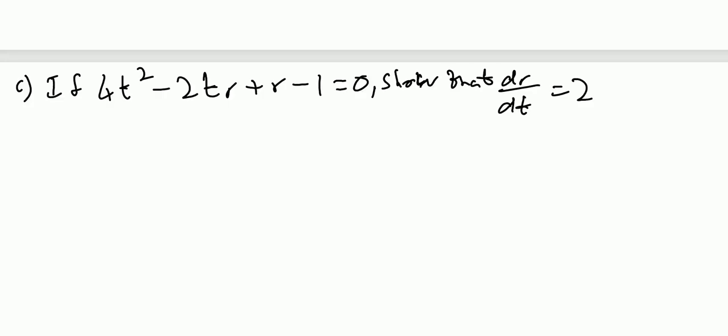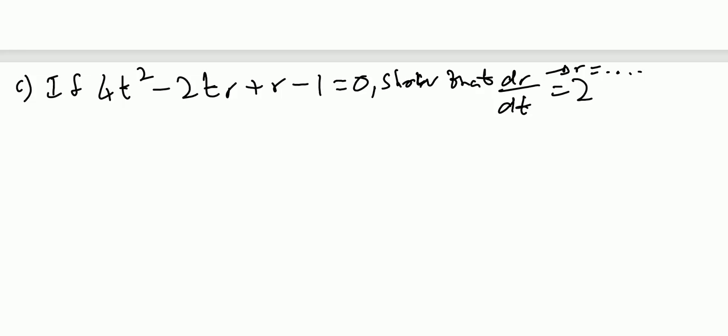So the next question says, if 4t squared minus 2tr plus r minus 1 is equal to 0, show that dr dt is equal to 2. Remember, you can't get this question wrong because they already gave you the answer. You must make sure. So what you first check is what is in your numerator. Your numerator is dr. That means your equation must be in the form r is equal to. Is our equation in the form r is equal to? No. Let's fix that first.